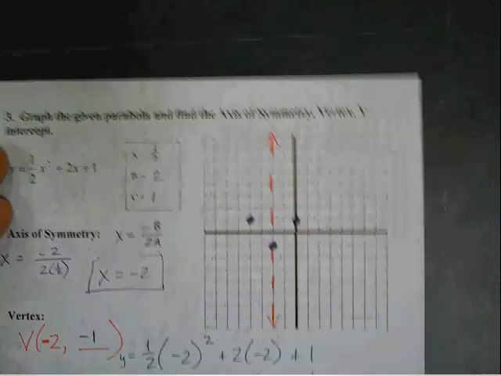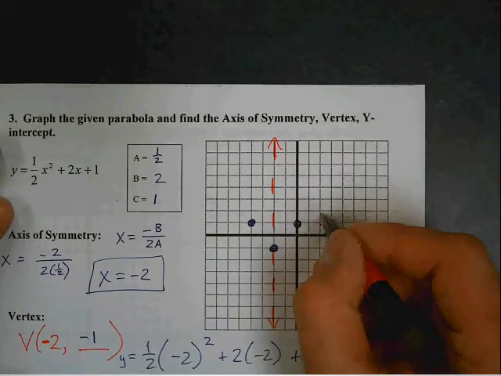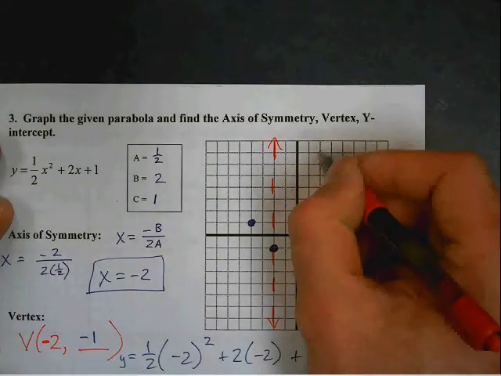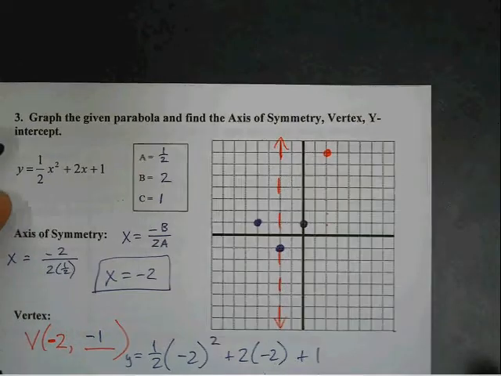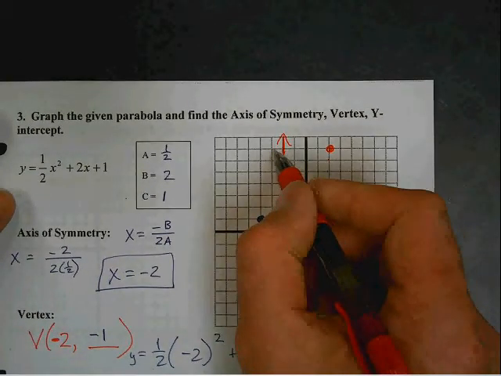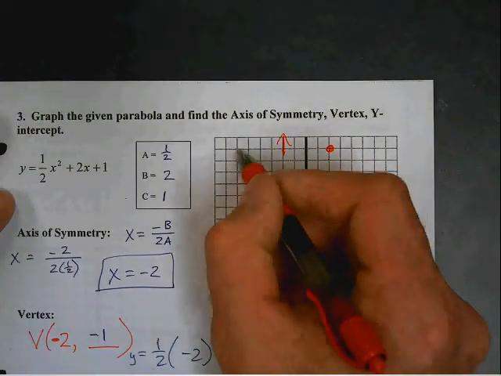2, 1, 2, 3, 4, 5, 6. Yes, I made it. Okay. 2, 7. How far away is that from the dotted line? It's 4 away. So go 4 the other way. 1, 2, 3, 4. Now, does that give us a pretty good shape?